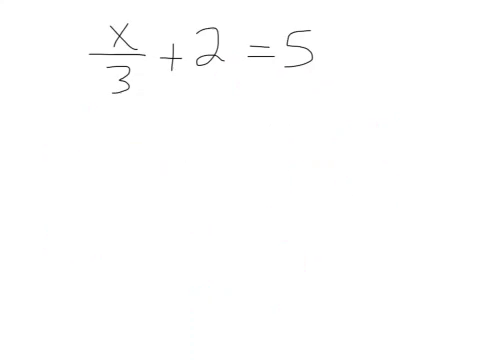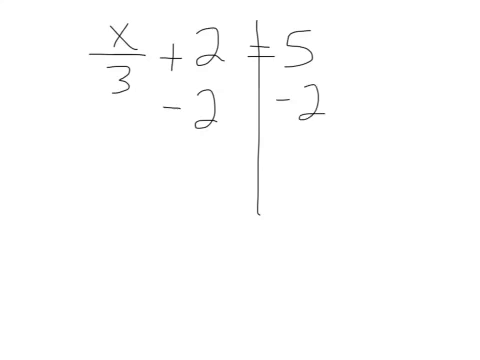Alright, in this next example we have x divided by 3 plus 2 equals 5. So I've identified what's happening here. I have division and I have addition. So I'm going to split my sides up, and I'm going to get rid of the lowest level operator first, which is the addition. So we're going to get rid of this plus 2 by doing the opposite, or the inverse operation, which is minus 2.